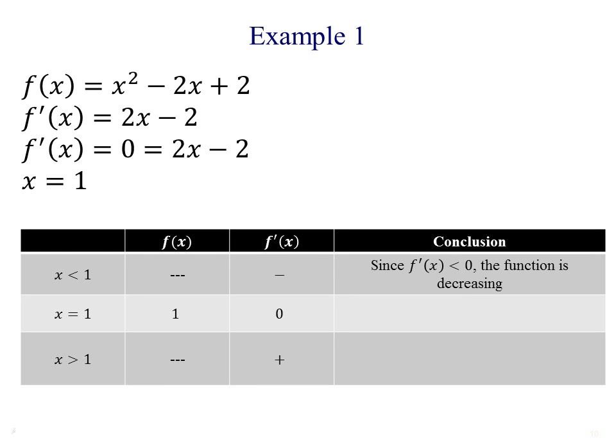Next, we begin to make conclusions on what we have so far. For the interval x is less than 1, the derivative is negative. This indicates that the function is decreasing. For our other interval, when x is greater than 1, the derivative is positive. This indicates that the function is increasing.